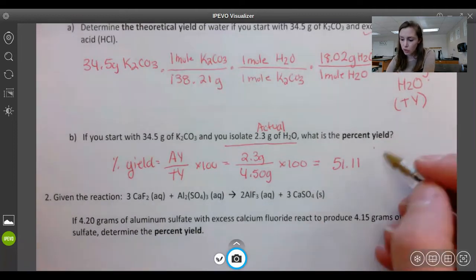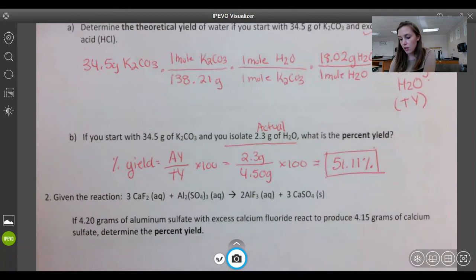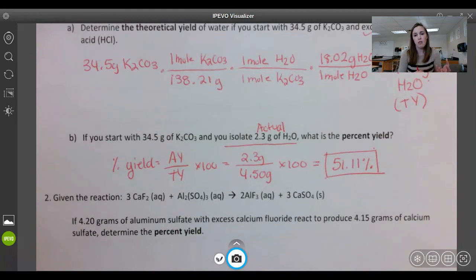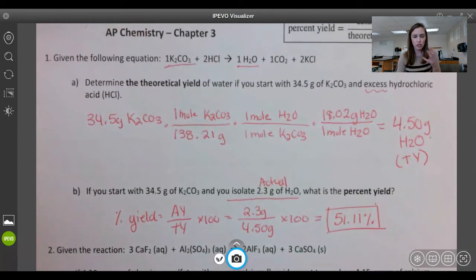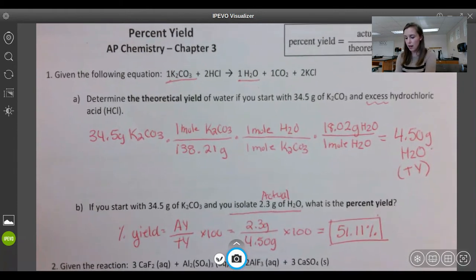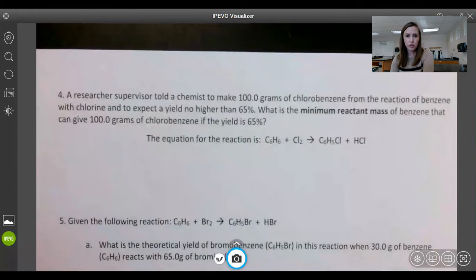We don't look at precision with the percentage, and then you'll have your percent sign. Okay, so even though I was only able to isolate 51.11% of what I theoretically should have made. Okay, so again, this percent yield calculation really is just an extension, one extra step from what we've been doing so far. If you look at the one other type of question, which for you guys will look like this.